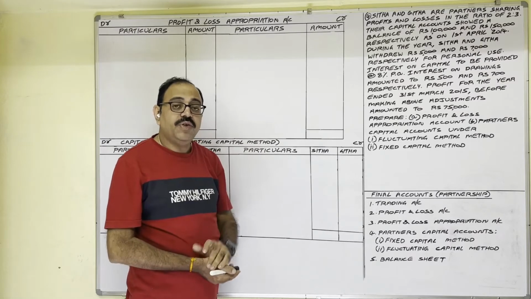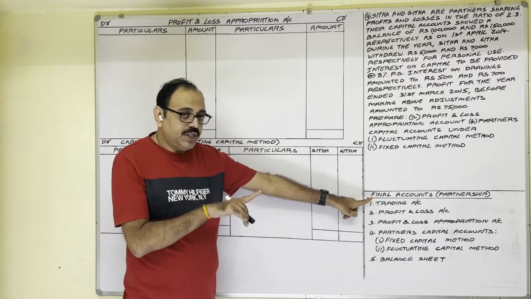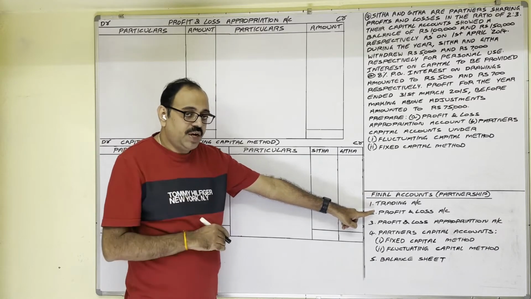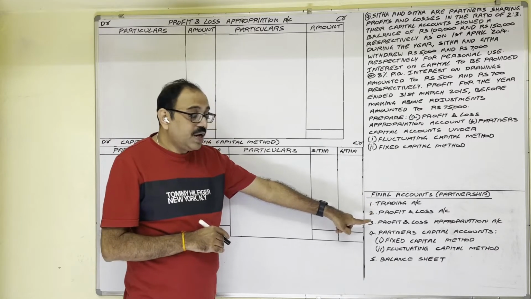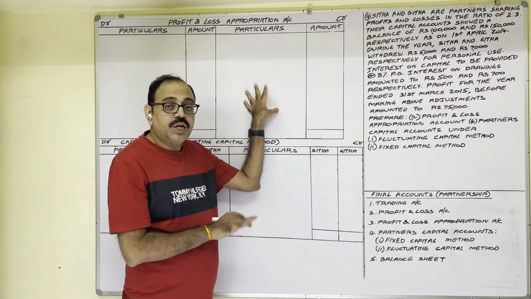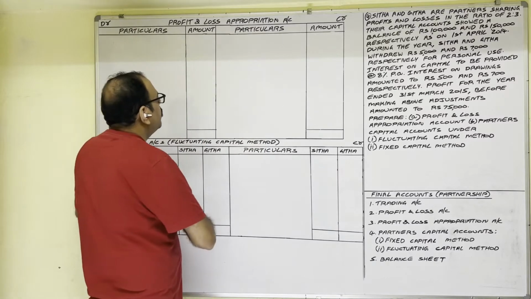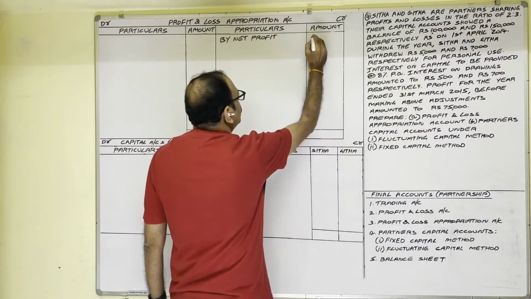Gross profit from the trading account comes on the debit side, and in the P&L account we take it on the credit side. Similarly, net profit comes on the debit side of the P&L account, and in the P&L appropriation account we should take it on the credit side. So on the credit side, by net profit 75,000 rupees.